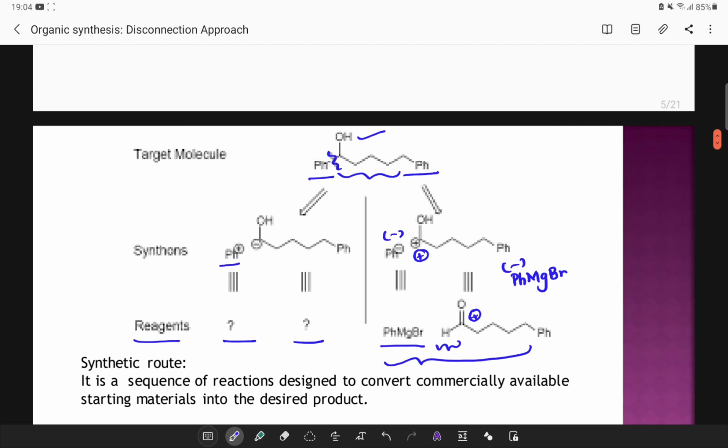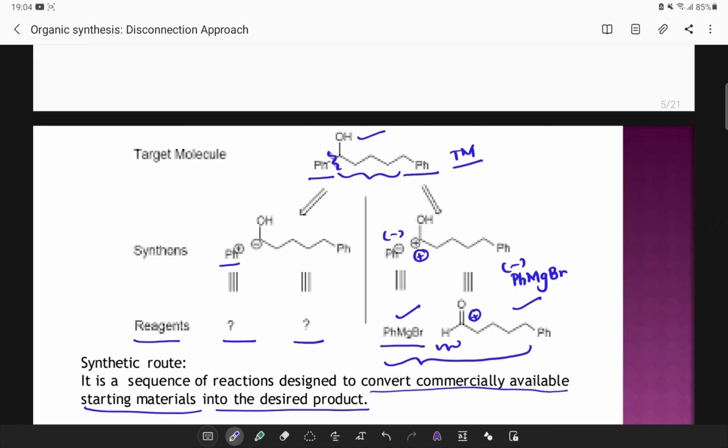Hence, there comes a system called the synthetic route. It is a sequence of reactions designed, as we just saw by first breaking down the system, to convert commercially available starting materials into the designed product. Now these two compounds are commercially available and they can be converted to the desired target molecule. So in this way we can understand the synthetic route.